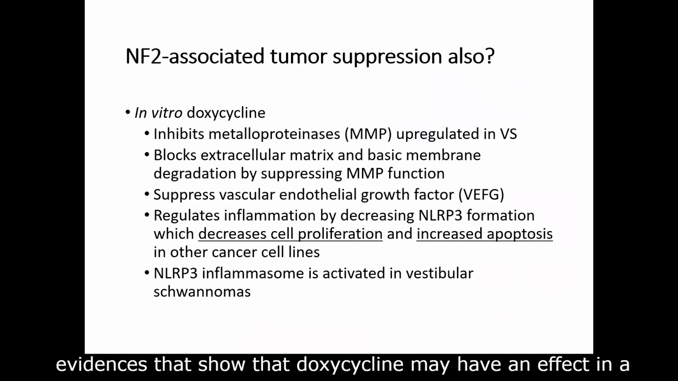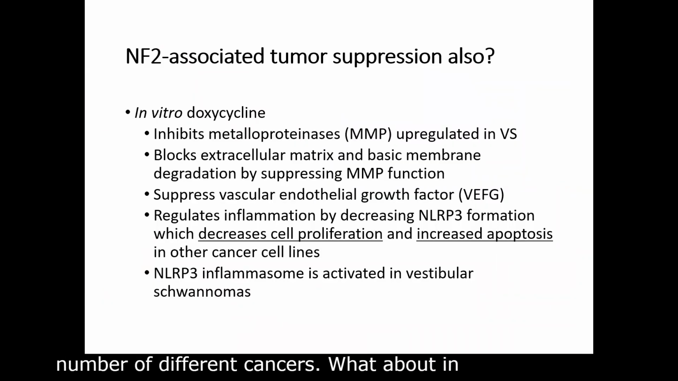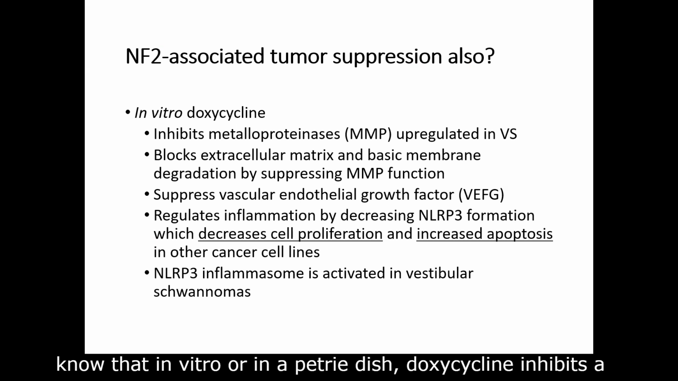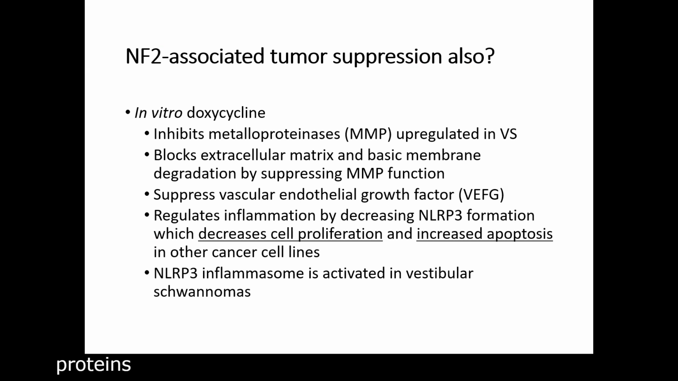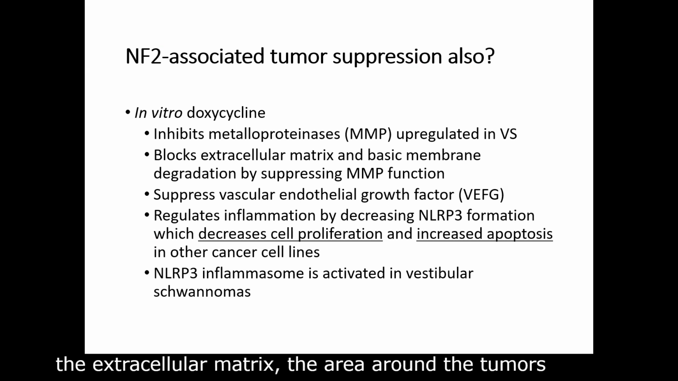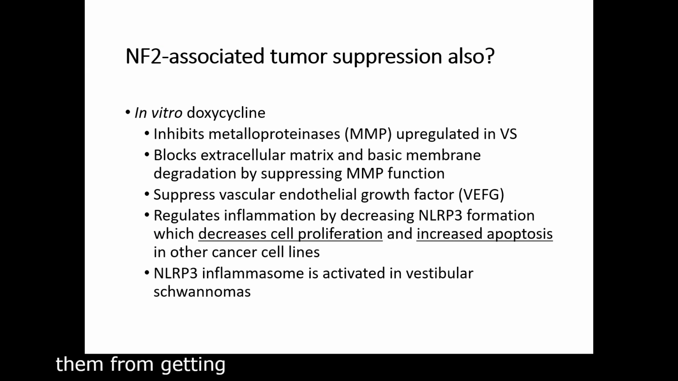Well, what about in NF2 related tumors? We know that in vitro, or in a Petri dish, doxycycline inhibits a group of proteins called metalloproteinases that are upregulated in vestibular schwannomas. It also blocks the extracellular matrix, the area around the tumors, and it keeps them from getting degraded. It may suppress vascular endothelial growth factor, which we know is the target of bevacizumab.